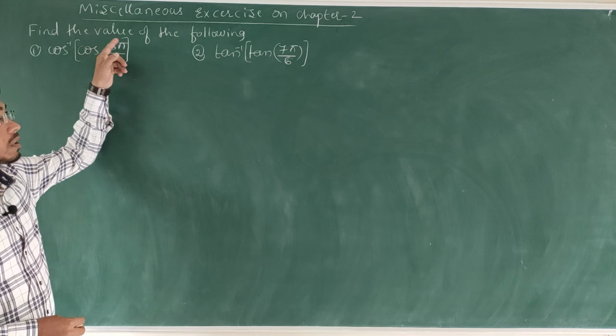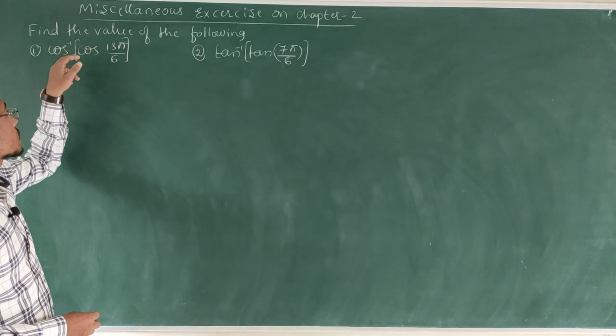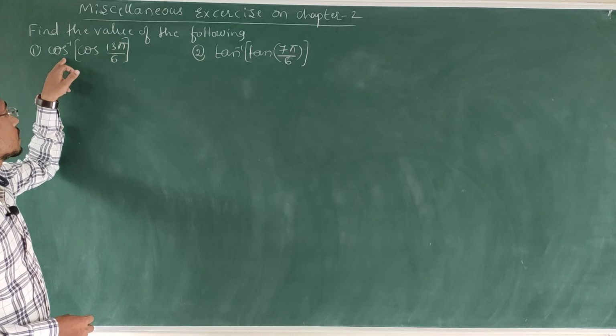Find the value of the following. In that, the first one is cos inverse of cos 13 pi by 6. First check the angle 13 pi divided by 6. What is the value of 13 pi divided by 6? It is equal to 390 degrees. So this doesn't belong to the range of the cos inverse function, that is 0 to pi. That's why first we have to reduce this.